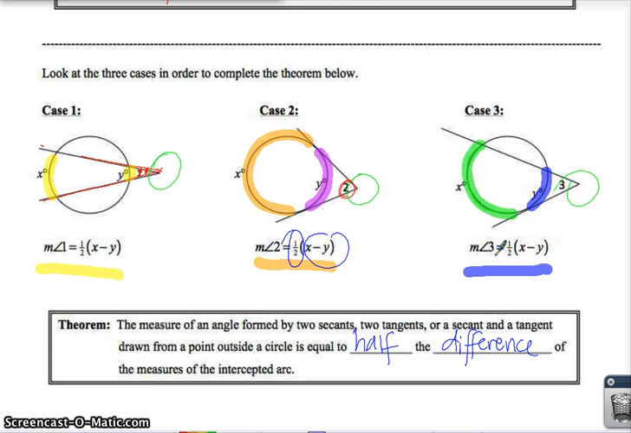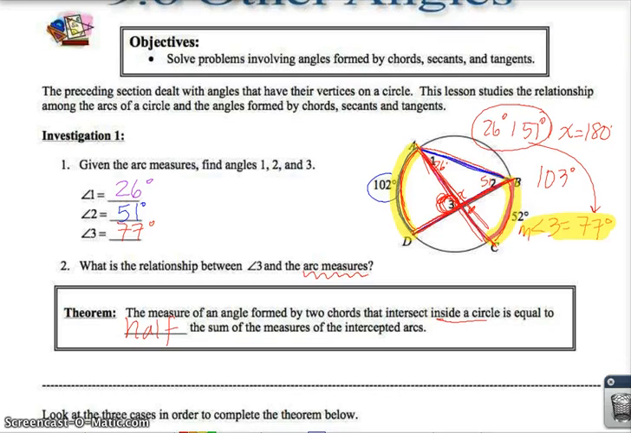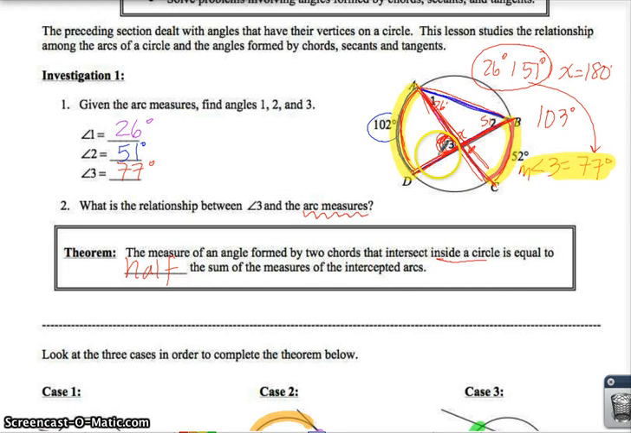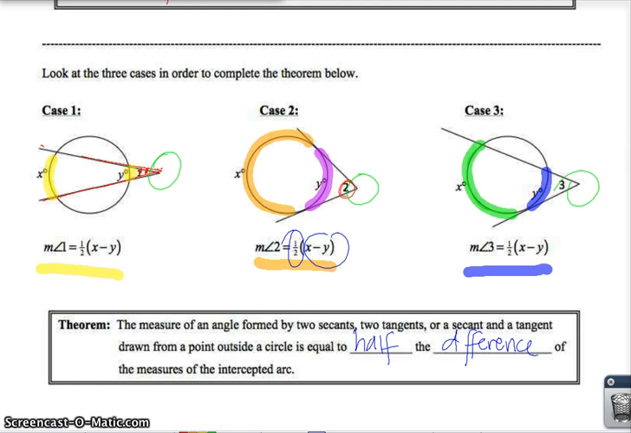So now you're going to try to use these two theorems for the back. Here we have this first theorem. It's talking about chords intersecting, and when they intersect, that measure is half the sum of the arc measures. And then down here, we're talking about two secants, two tangents, or a secant and a tangent intersecting, and the angle is on the outside of the circle, and it's half the difference.